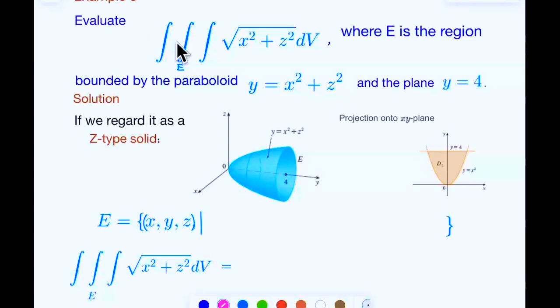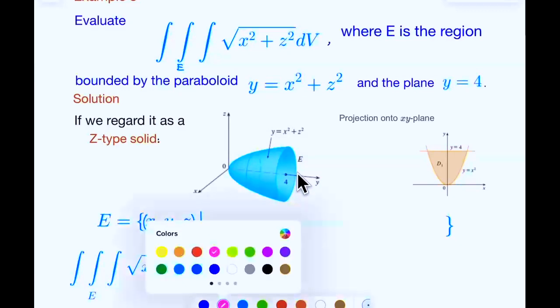Example 3. We're trying to evaluate this triple integral where E is the region bounded by this paraboloid and the plane y equal to 4. Okay, so here's the picture. This is the paraboloid y equal to x squared plus z squared. So that's the paraboloid. And the plane y equal to 4 will be this one over here.